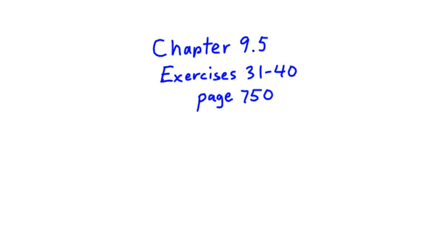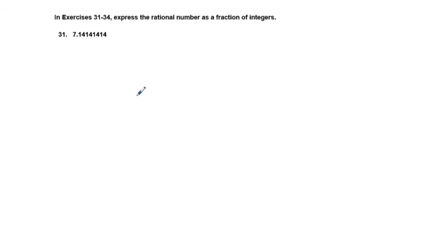This is chapter 9.5, exercises 31 through 40. This section of the book has to do with series. And we're going to look over the odd numbered problems, 31, 33, 35, 37, and 39.